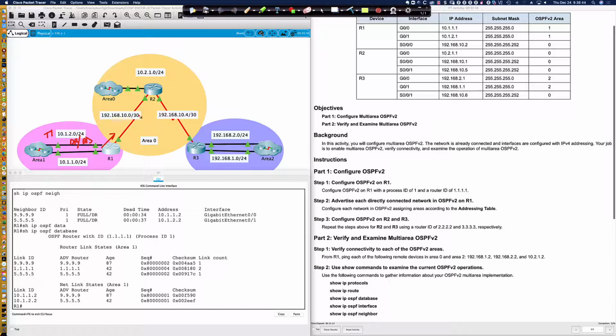Remember, is there going to be a DR-BDR election here? No, this is a point-to-point network type. What about over on this segment? Will we have a DR-BDR election between router 2 and the area border routers? No, because these are point-to-point network types. This is a serial point-to-point link. You will not have a DR-BDR election there, right?